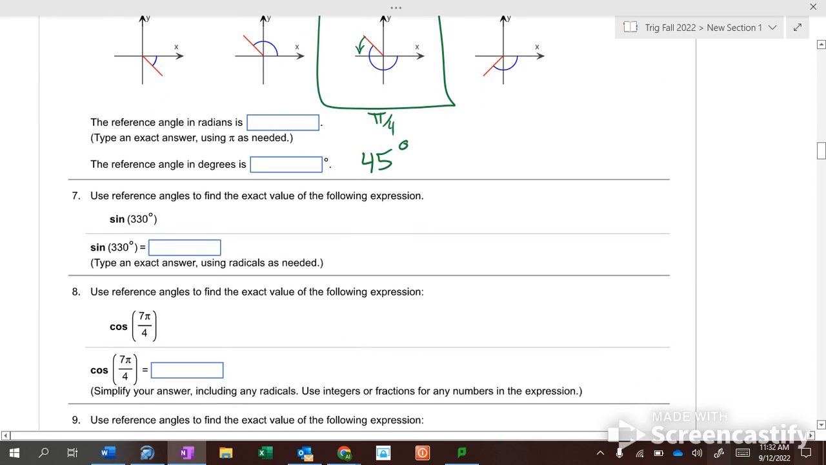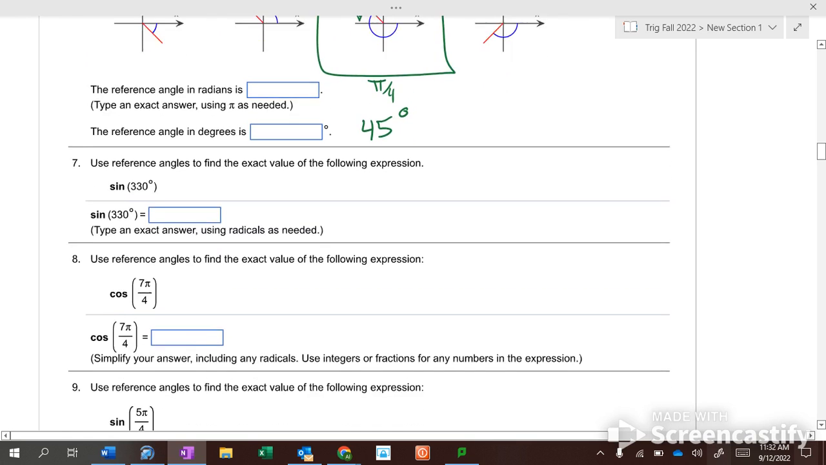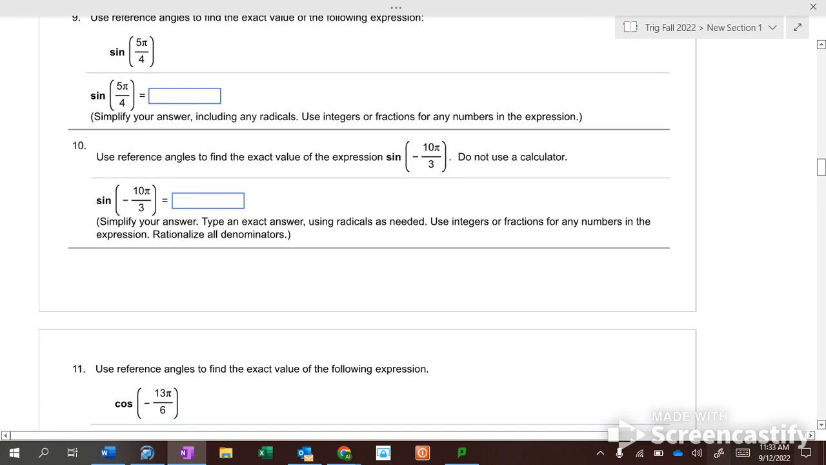Then find the exact value of the sine of 330. You just look on your unit circle. A lot of these you're going to be looking up on your unit circle. But this one, the sine of negative 10 pi over 3, is not on your unit circle. So how do we do it?